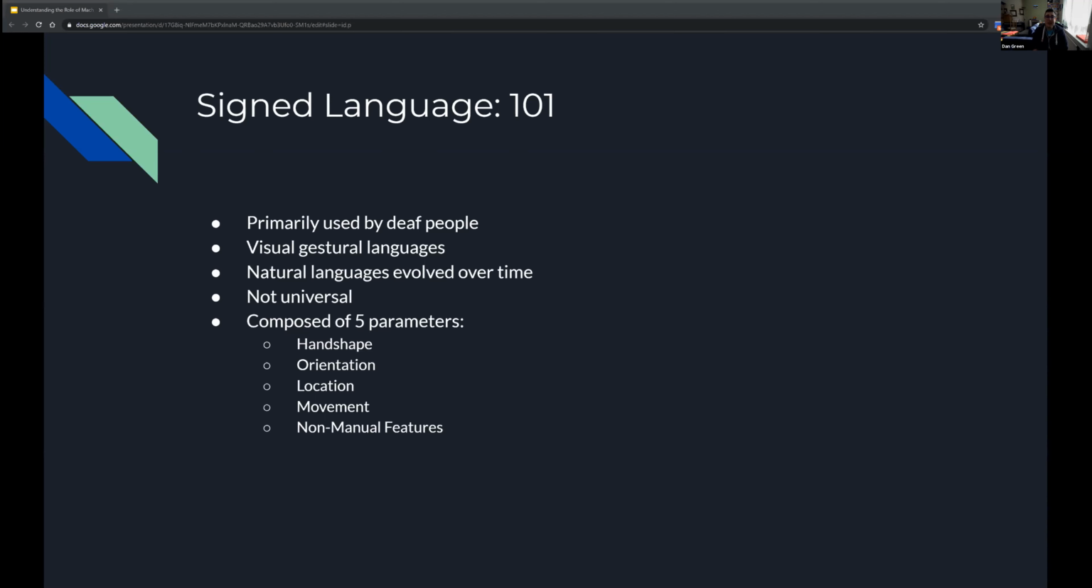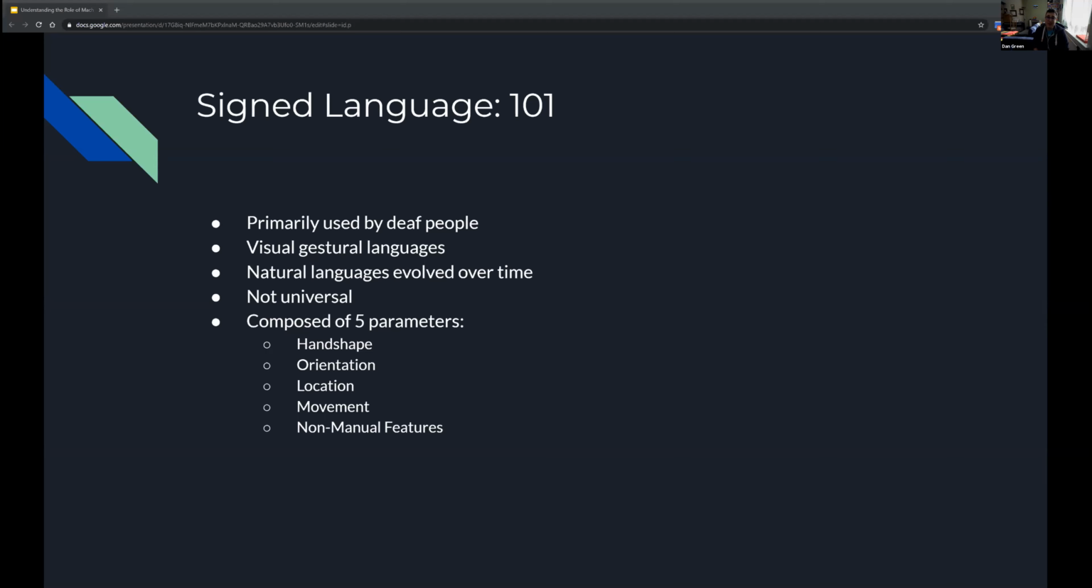Signed languages are visual gestural languages. So what I'm doing right now, I'm speaking English. I'm obviously using my mouth to generate sound. You're using your ears to perceive that sound, and that's how the modality of our language works. But a sign language is a different mode. It uses the hands, the face, the body to produce visual output, and the receiver would use their eyes to receive that output. So it is a different way of communicating through space, but it is still language.